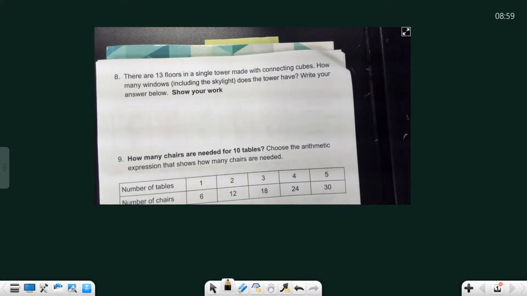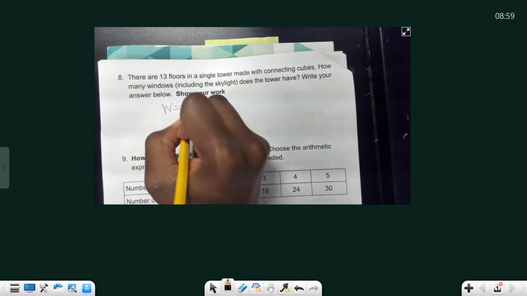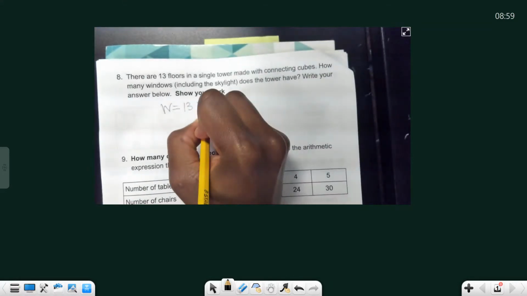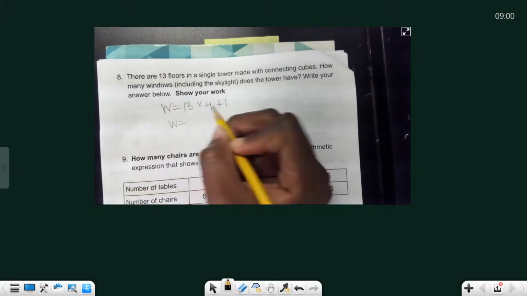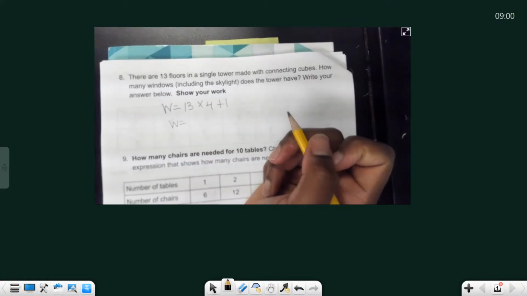How many windows, including the skylight, does the tower have? And write your answer below. Well, here we go. Now, we know with problems like this, it could be one or two expressions, but we're going to go with the one that's the easiest. The expression is going to be W equals floor times 4 plus 1. So the floors we have are 13. We're going to multiply by 4, and we're going to add that skylight. Well, 13 times 4 is equal to what, Isaiah?